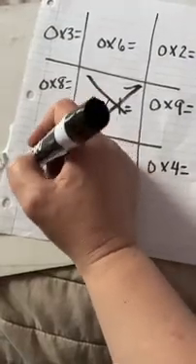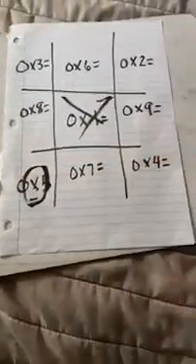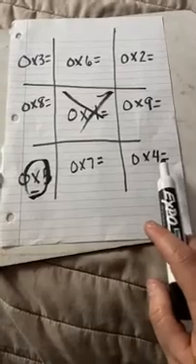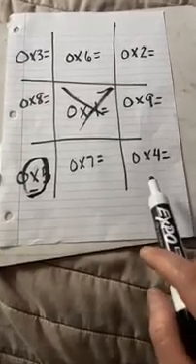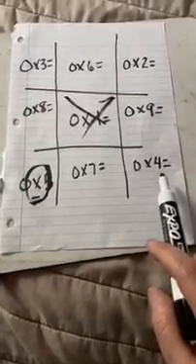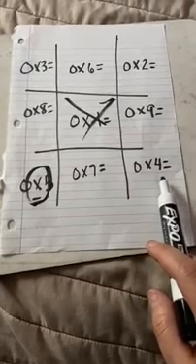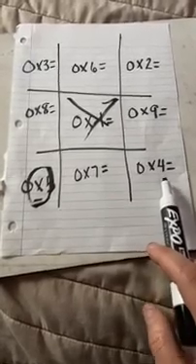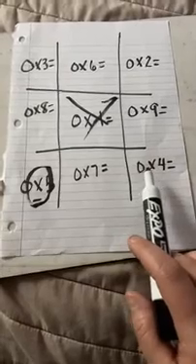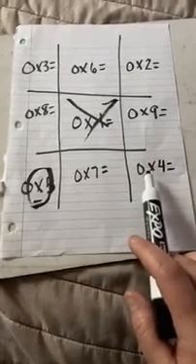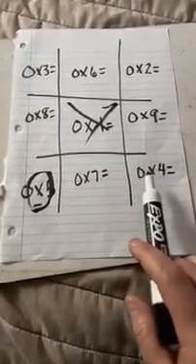Now what happens if it's my turn and I forget? I say 0 times 4 equals 4. Do I get to put anything down? Nope, you're right. I don't get to put anything down. Now it's my partner's turn to go, because remember, whenever you're multiplying by 0, it's always going to be 0.